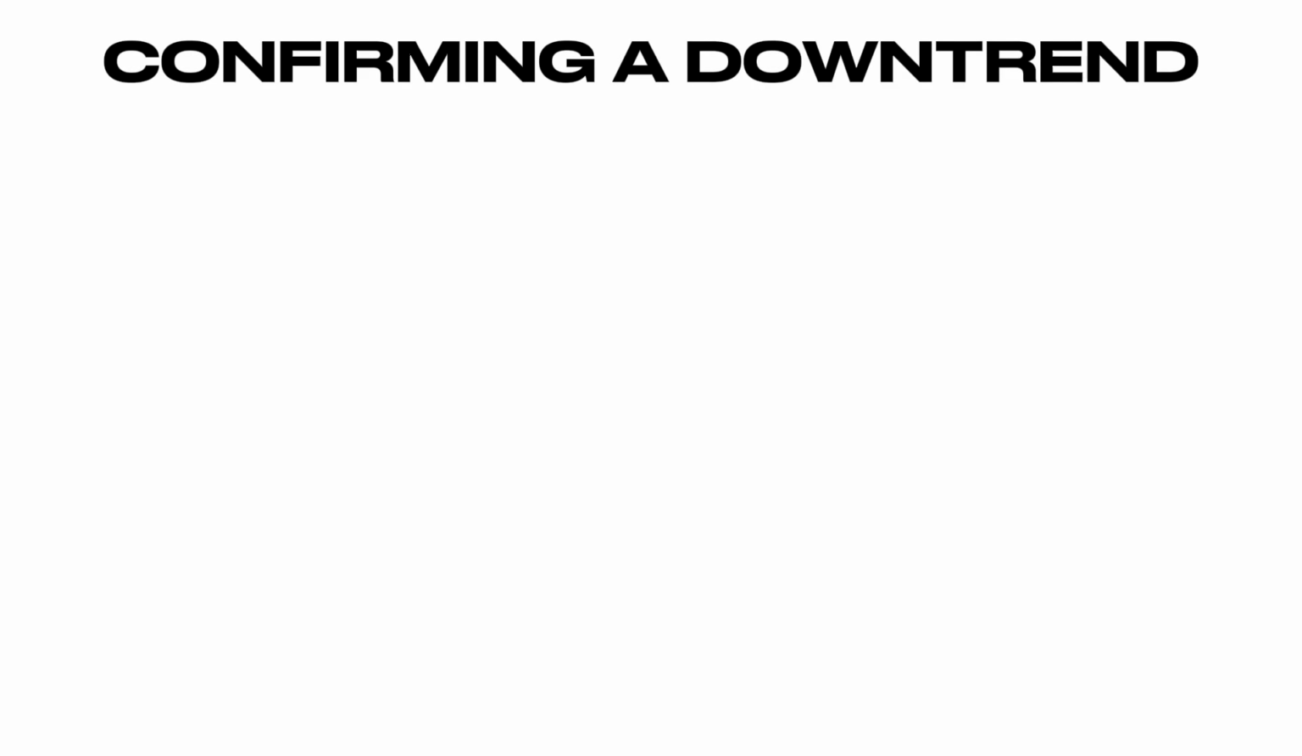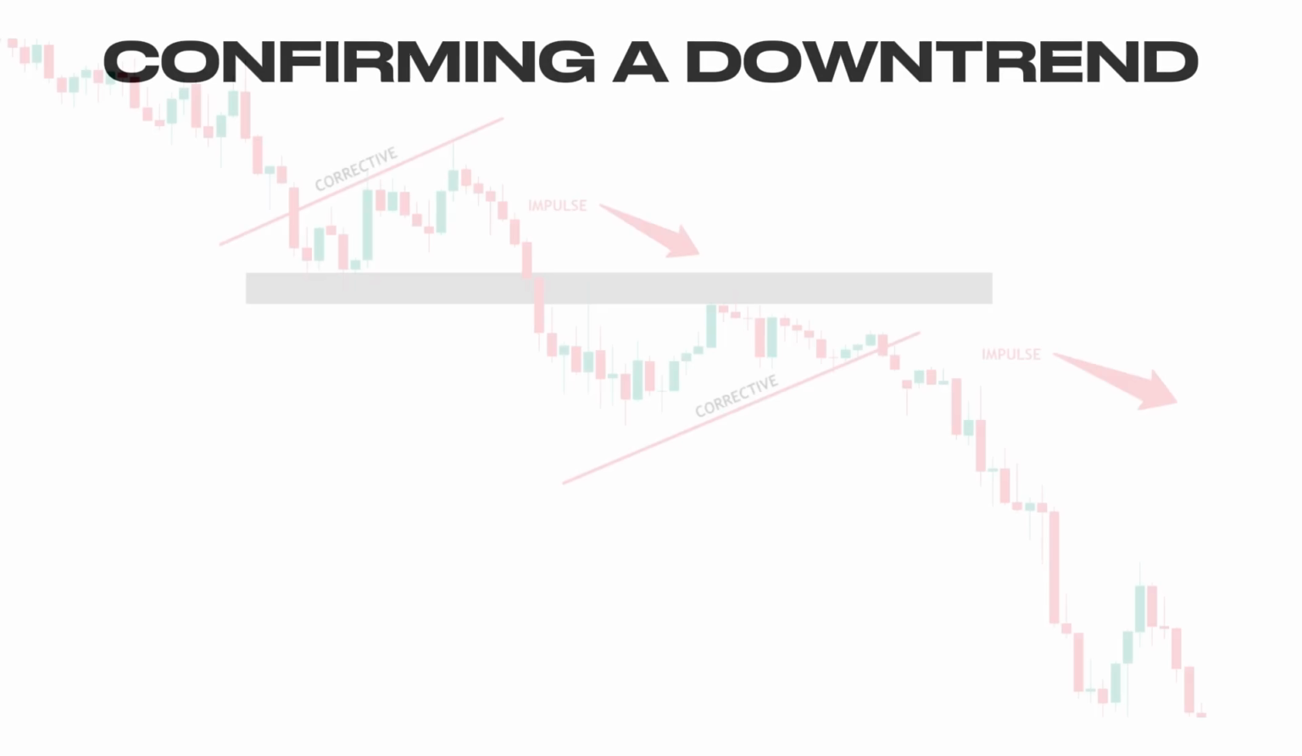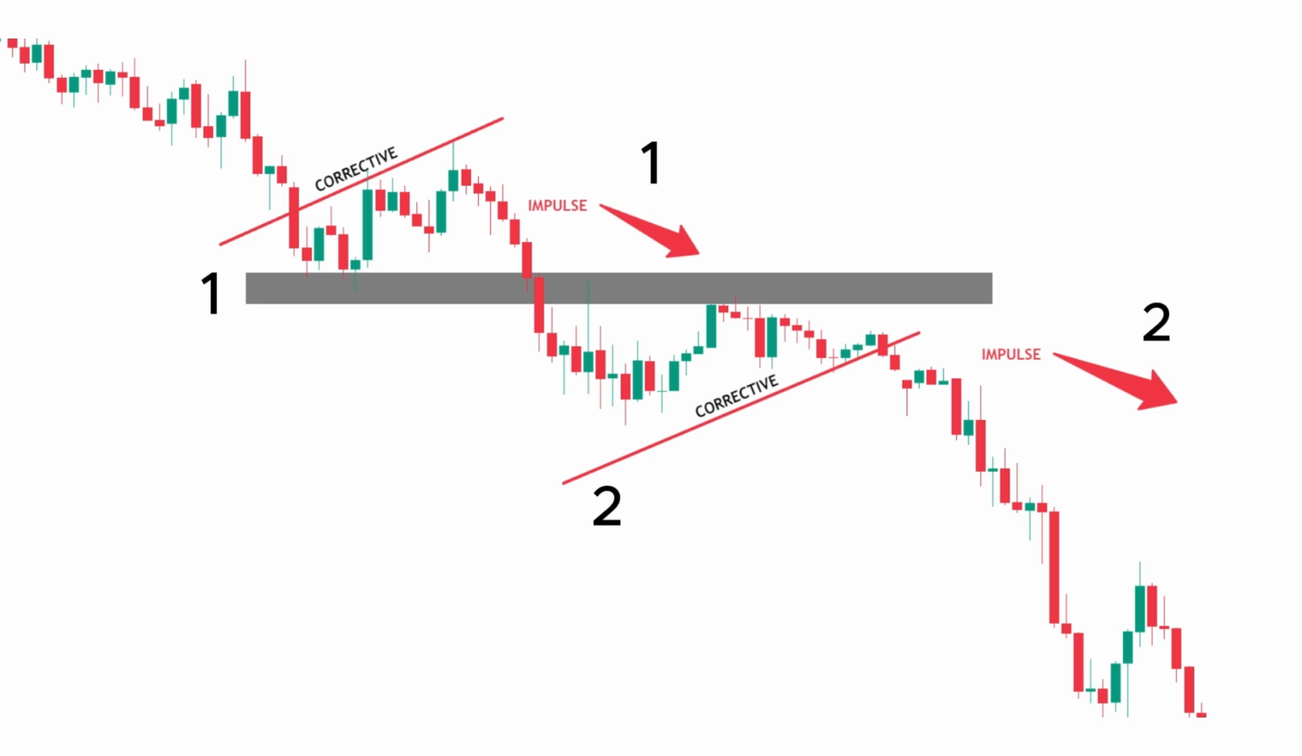Confirming a downtrend. A true downtrend requires at least 2 impulse moves and 2 corrective moves, showing a consistent pattern of lower highs and lower lows.